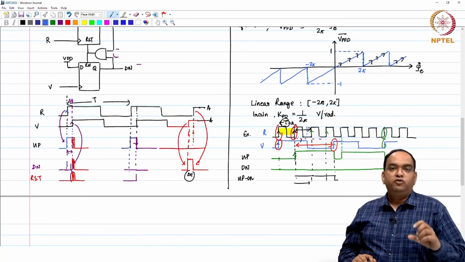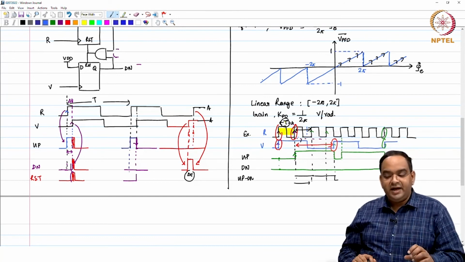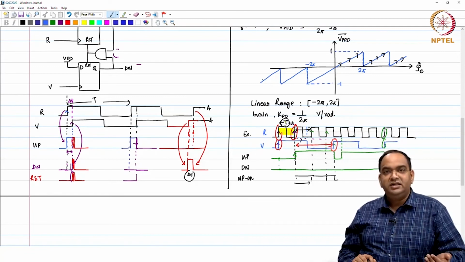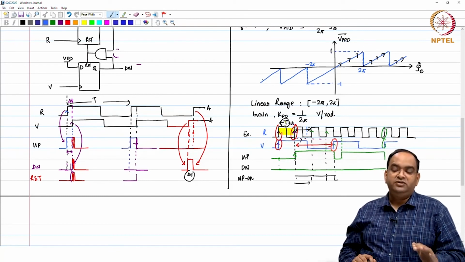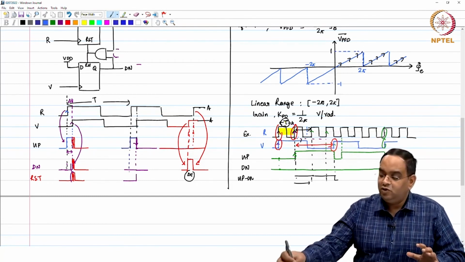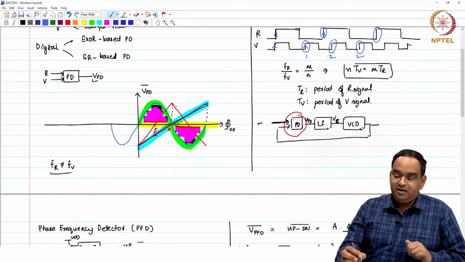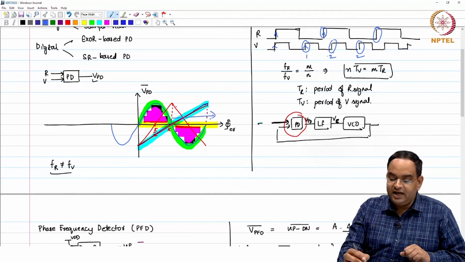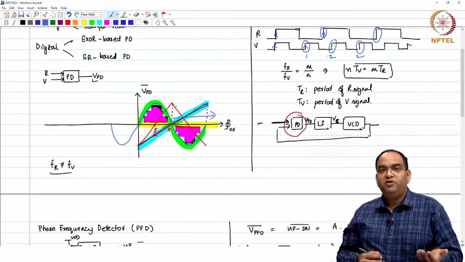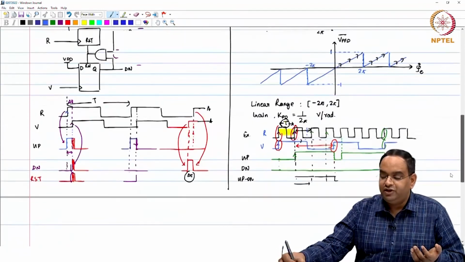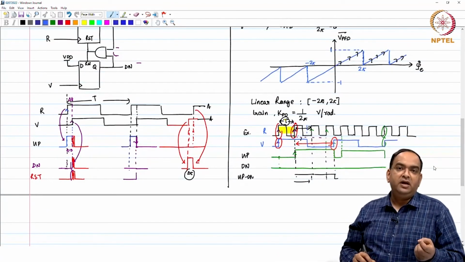So, for a positive frequency error, when your phase error is increasing in one direction itself, the average value of the phase detector output is not equal to 0, unlike the previous case. Here the phase error will keep on increasing in one direction, and then the average value of phase detector output will be equal to 0. That does not happen here.